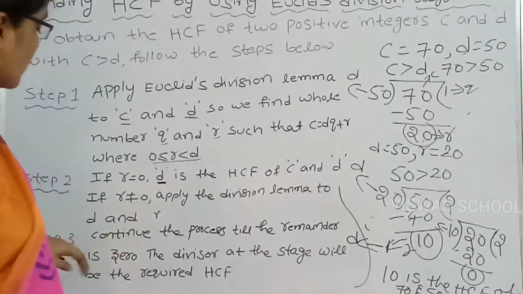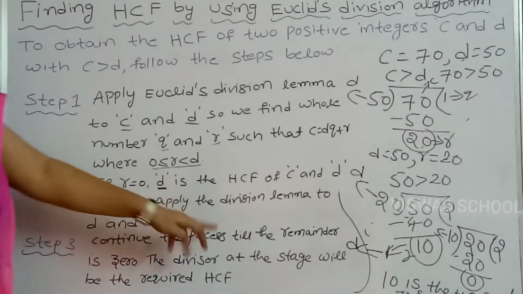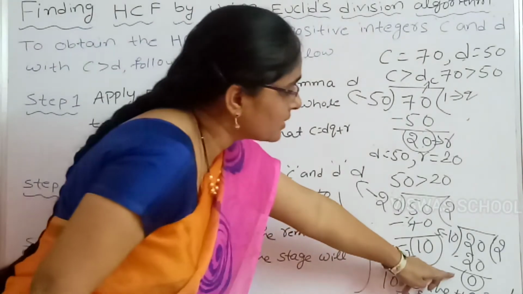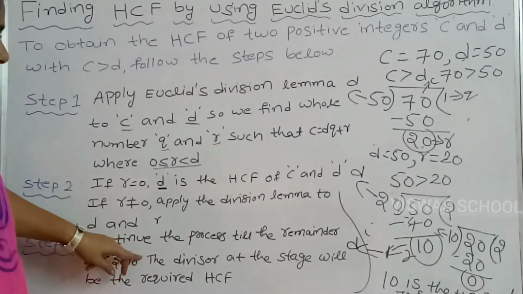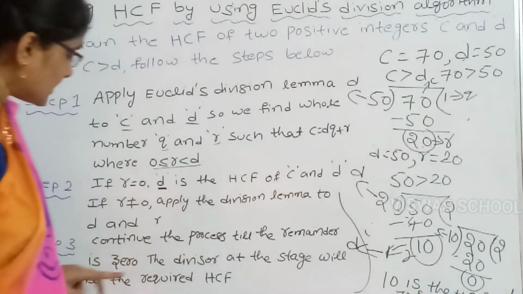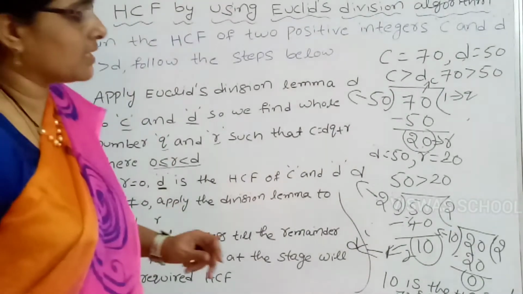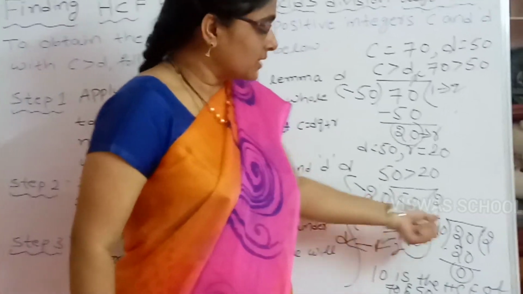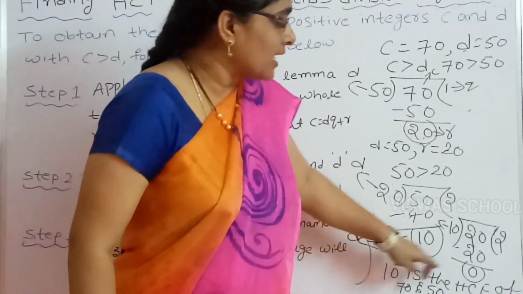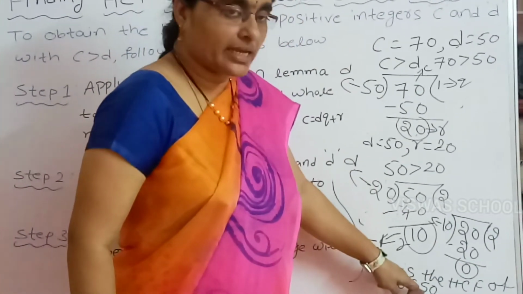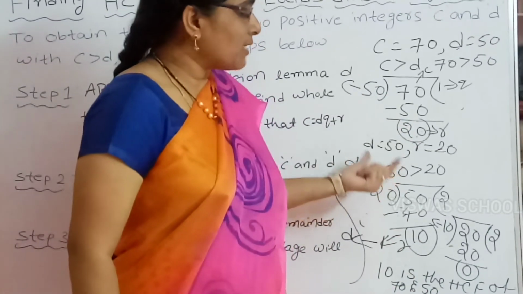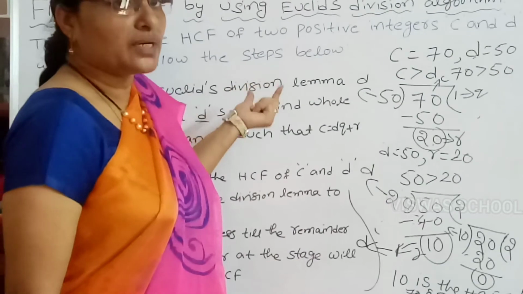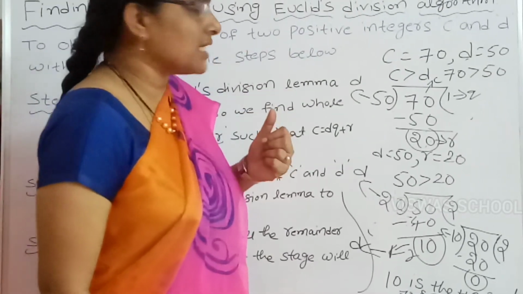Okay. What is the third step here? Continue the process till the remainder is 0. Okay. Here you are getting the remainder 0. The divisor at that stage will be the required HCF. Here the divisor is what? 10. That's why we are taking 10 as the HCF of 70 and 50. This is the method to find the HCF of any two numbers by using Euclid's division algorithm.